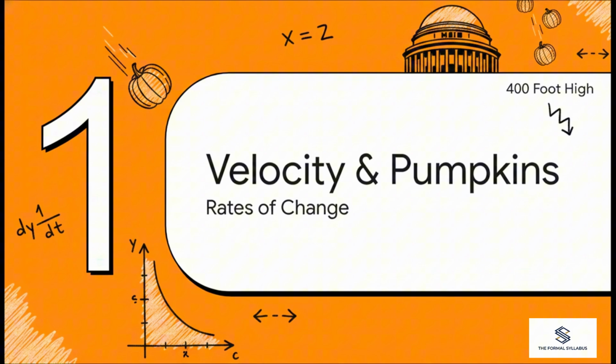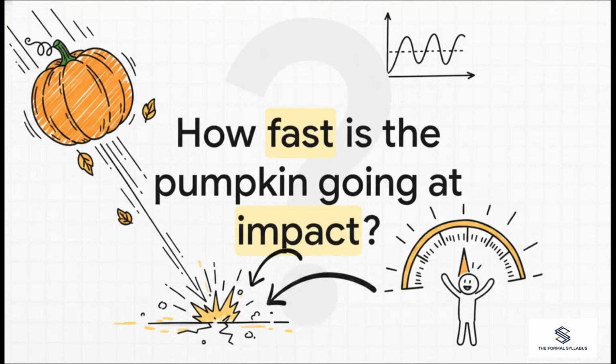The equation of motion for that falling pumpkin is its height, y, equals 400 minus 16 times time squared. So if we set the height to 0, it's pretty easy to calculate that it takes exactly 5 seconds for that pumpkin to smack into the ground. During those 5 seconds, it travels 400 feet, which means its average speed is 80 feet per second.